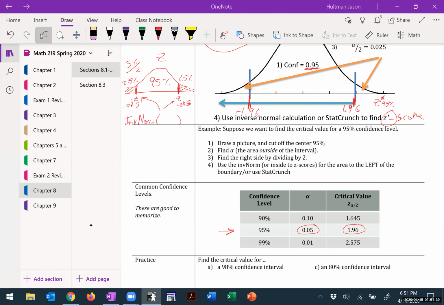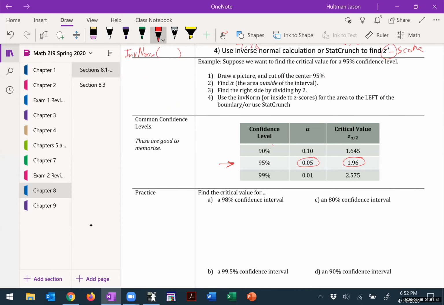Okay. So at 90% confidence level, the z-score is positive 1.645. Alpha is 1 minus 0.9, which is 0.1. Okay, for 99%, if I want to be 99% confident, then my critical value is 2.575. Okay, alpha is 0.01.